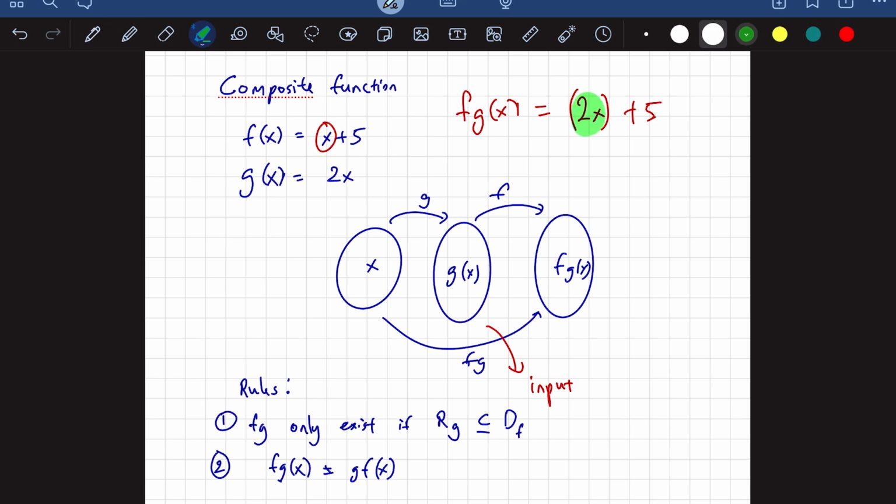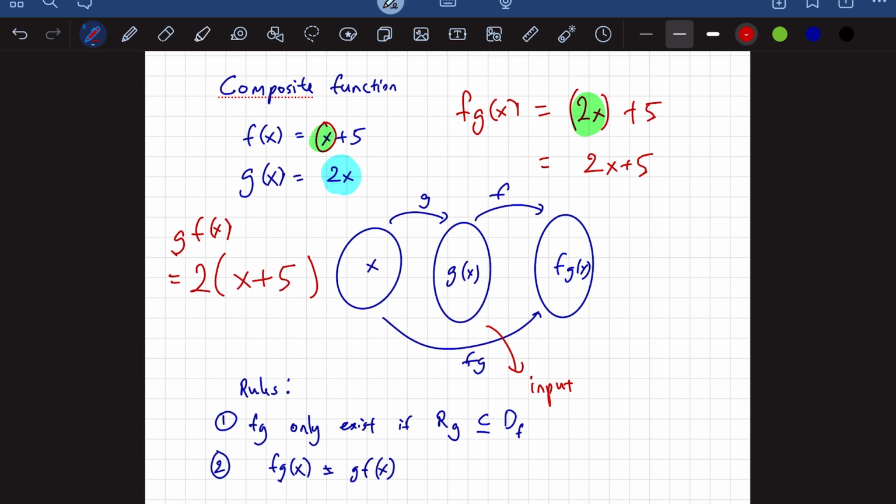So f(g(x)) would basically mean 2x plus 5. I replace the whole placeholder of x with the function 2x, and simplify that. This is 2x plus 5. Basically, that's a composite function. Now we can try another example. If we do g(f(x)), this means that our placeholder here is 2x, but this x will be replaced entirely by the function f(x), which is x plus 5. If we simplify that, it's 2x plus 10. So that's the whole process of how you find a composite function.